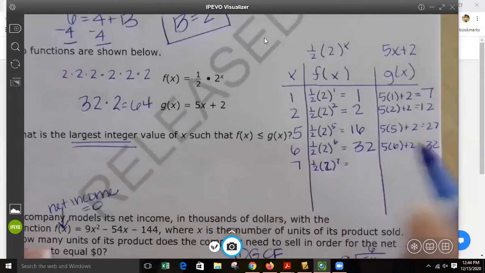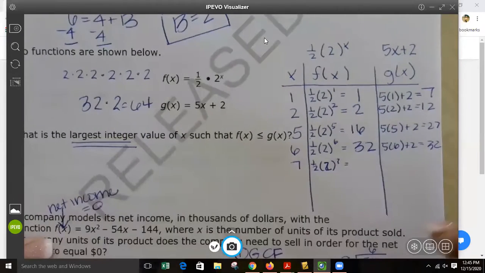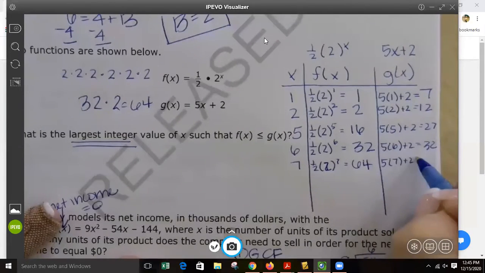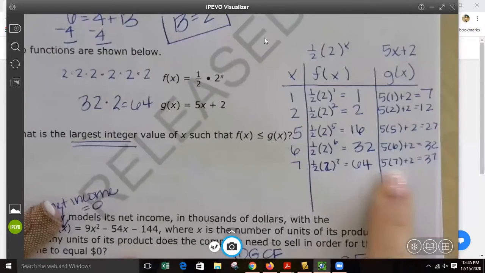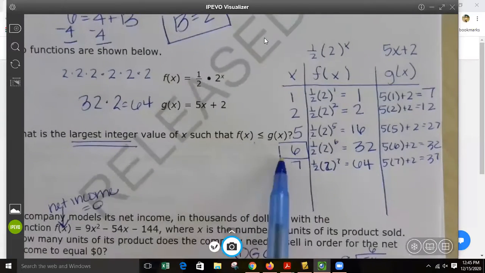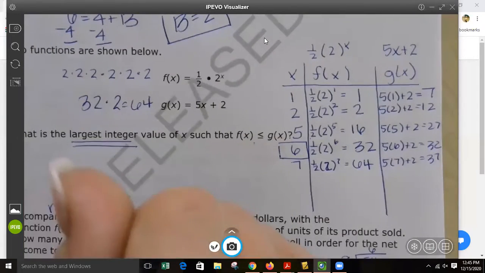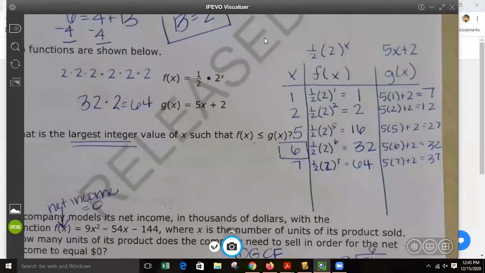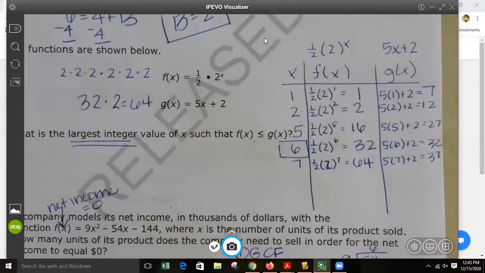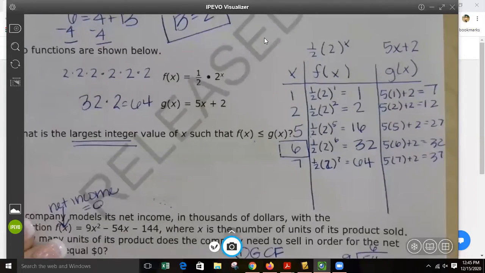If I go to 7, I'm going to go ahead and do it for you. 2 to the 7th. 64 times 2 is 128, divided by 2 is 64. 5 times 7 is 35, plus 2 is 37. Now this one is smaller than the other one. So the biggest one that'll keep it less than or equal to is 6. I think this is the worst problem on this calculator inactive, just because it gives the largest integer value. That's the hard part. Sorry, I didn't know if it was fuzzy.